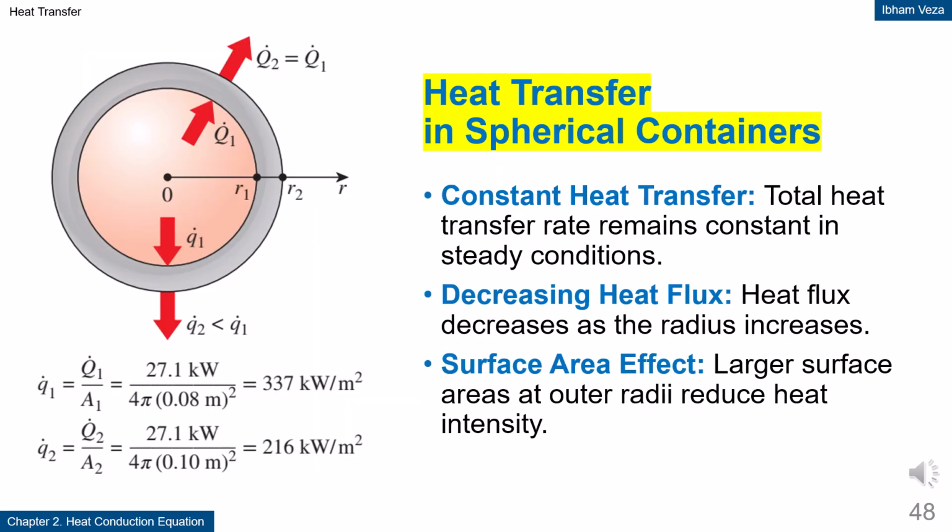Heat transfer in spherical containers. Under steady-state conditions, the total heat transfer rate remains constant. However, the heat flux per unit area decreases as the radius increases. This happens because the surface area increases with radius. The same amount of energy must pass through a larger surface. As a result, the intensity of the heat flux becomes smaller.